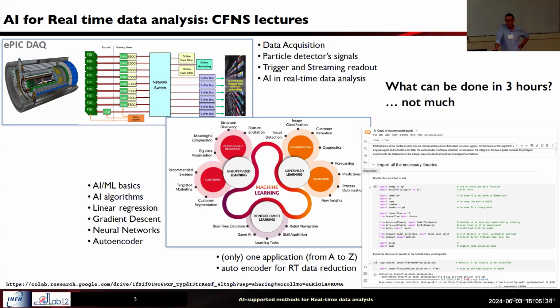That is not much if you think about it, because we have to touch different points that each could be an entire course. So it's very difficult to condense in a few hours. I'm going to start from the basics, from the physics problem, that is the data acquisition and the way we want to use and transform the particle detector signals, and the way AI can help in that specific problem.